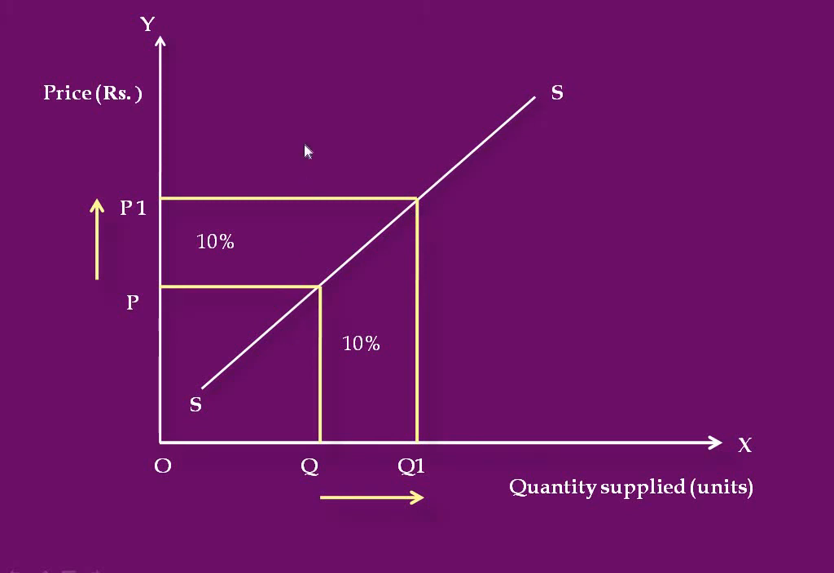If you draw the curve too steep this way, or you draw it too flat this way, then it's not going to show unitary elastic supply. So therefore, the curve is described to be a rectangular hyperbola, which is like a 45-degree line. So a 10% change in price brings about a 10% change in quantity supplied. And this is about unitary elastic supply.